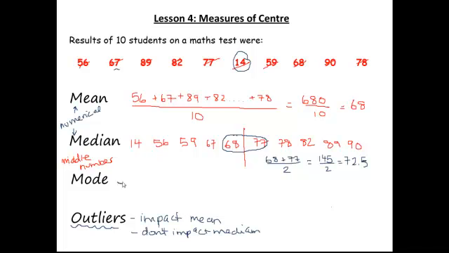Now the mode comes from the French word fashionable. So the mode is the most popular value, or the most frequent value that comes up. Okay, in this case here, we don't actually have any values that are repeated more than once. So in this case, there's actually no mode. But if, say, 2 students had scored 68, then the mode would be 68.